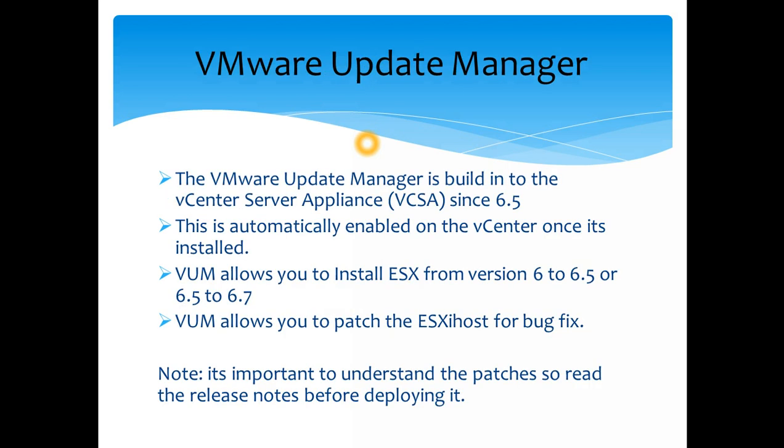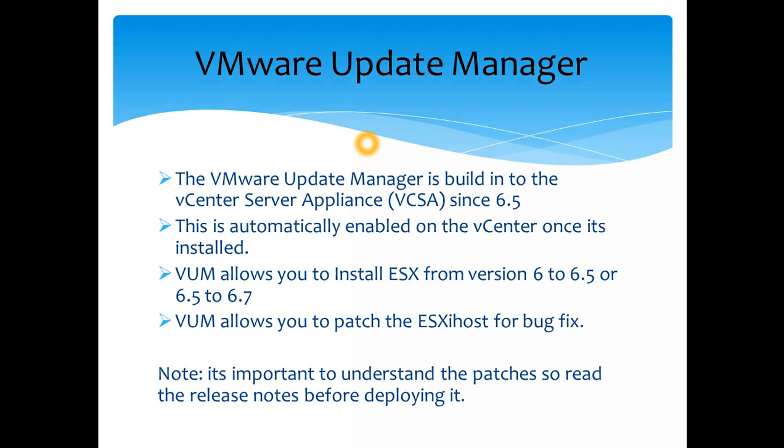So Update Manager, the VMware Update Manager, is built into the vCenter Server Appliance. It's inbuilt, as I said, so it's automatically enabled and ready to use when you want it. It's also known as VUM, which is VMware Update Manager. VUM allows you to upgrade ESX from version 6 to 6.5 or 6.5 to 6.7. So basically, if you have 6.5 running in your environment, you can use the VMware Update Manager.